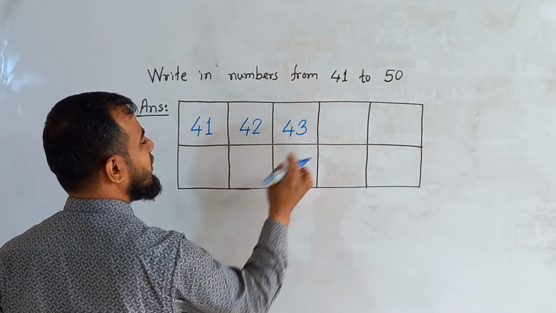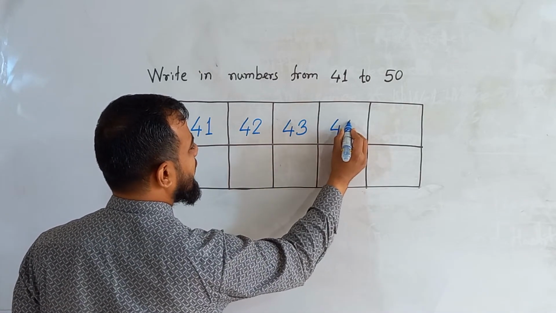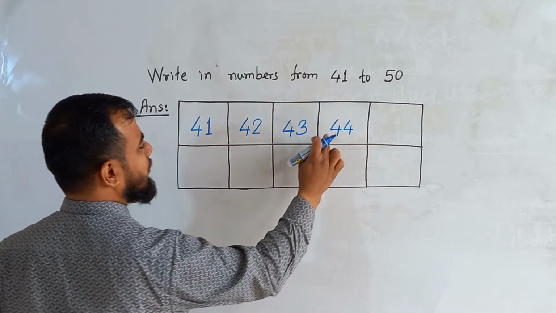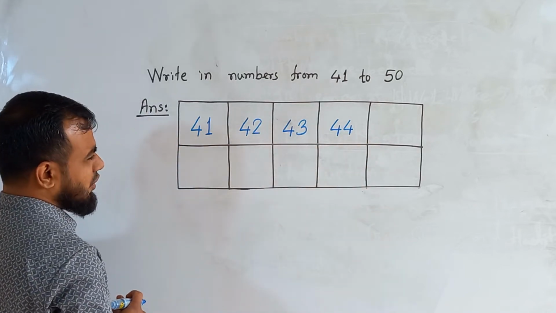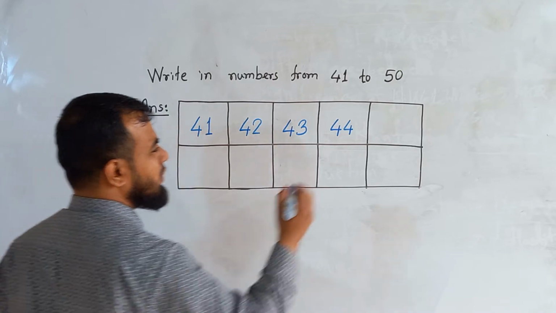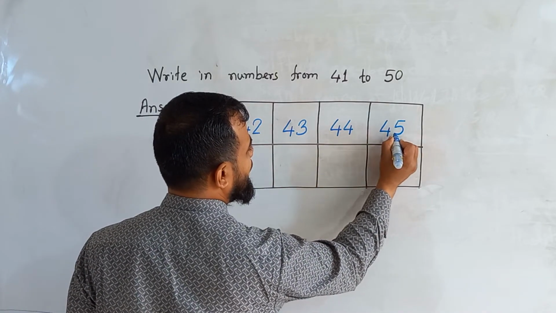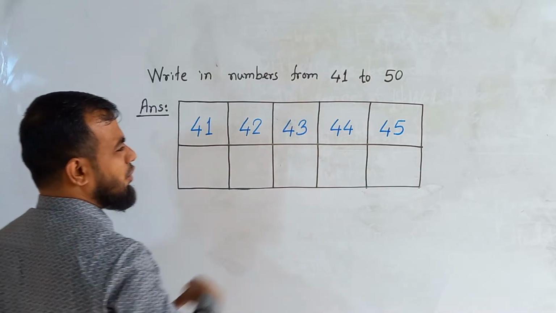After 43, the number is 44. 4 and 4 makes the number 44. After 44, the number which comes is 45. 4 and 5 makes the number 45.